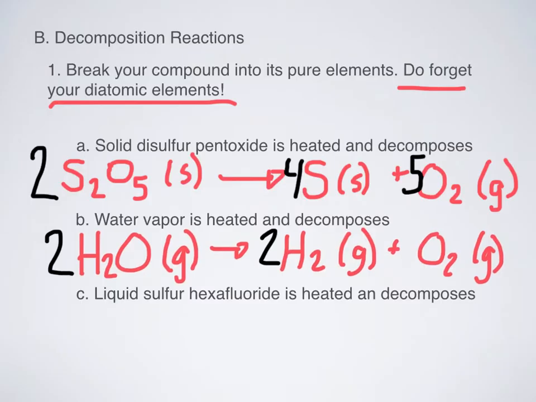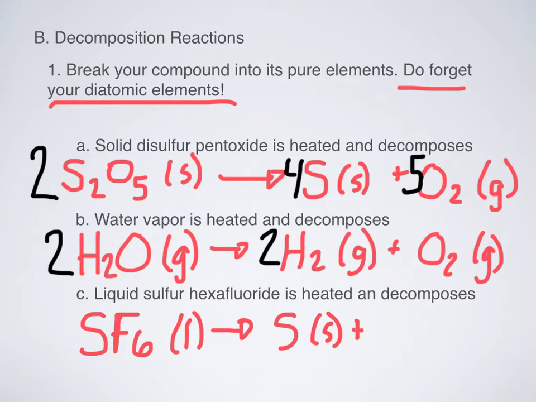Last but not least, liquid sulfur hexafluoride is heated and it decomposes. All right, so I have liquid sulfur hexafluoride. So sulfur, hexa means 6, so it would be SF6. It is a liquid according to this. It's being heated and it decomposes, so it's going to break apart into sulfur. Sulfur is a solid, if I look at my periodic table.